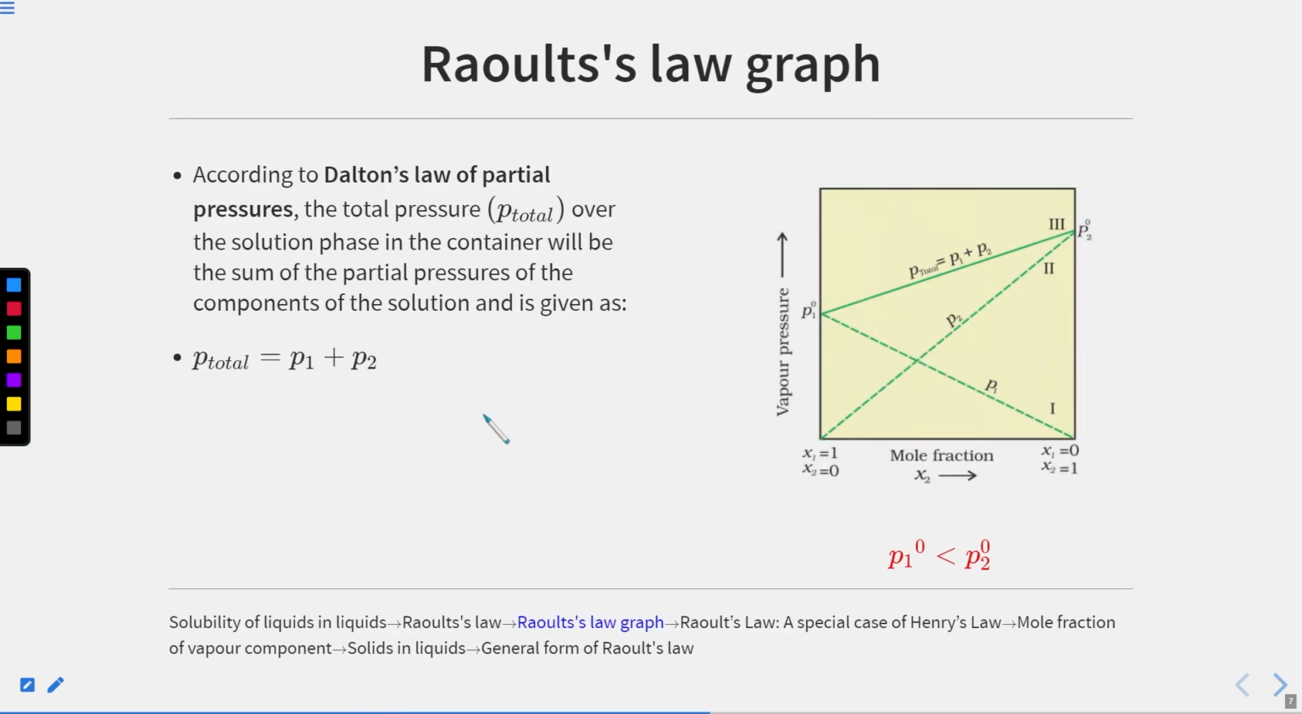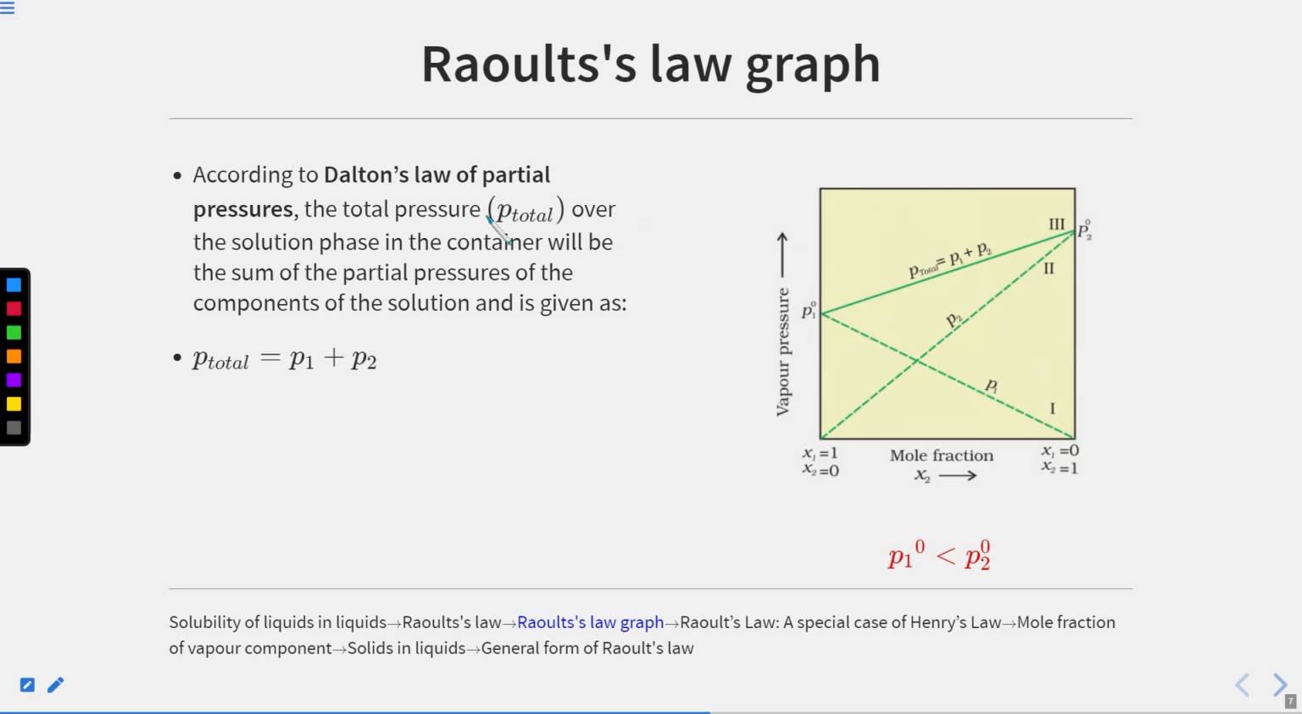Okay, now if we move to the Raoult's law graph, children must have seen this graph, and it is very significant to understand this graph wholly. What is each of these plots and axes saying? What is going from left to right? Why is it written P total equal to P1 plus P2? You should be aware of all of this.